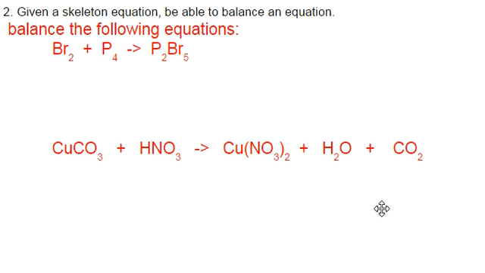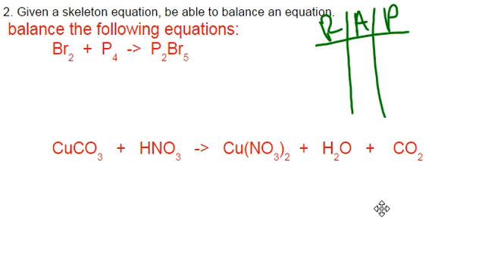For objective number 2, you're asked to be able to balance an equation given a skeleton equation. So this may be easier than doing the whole thing. But my suggestion is that you use a rap sheet, although you can do it any way you want to, guess and check your way. All I'll be checking for is the correct coefficients.